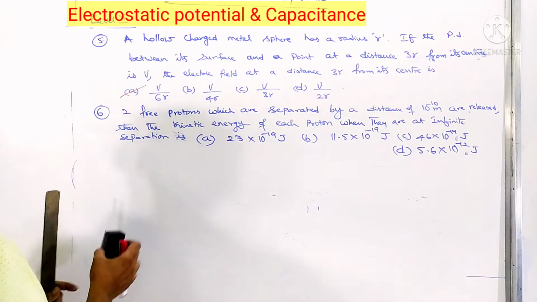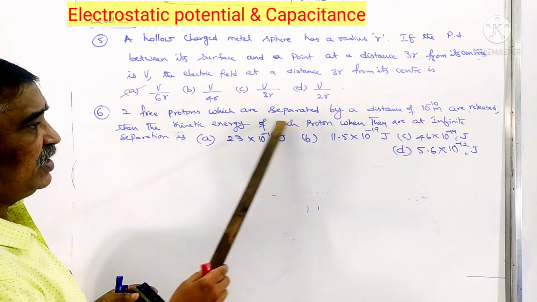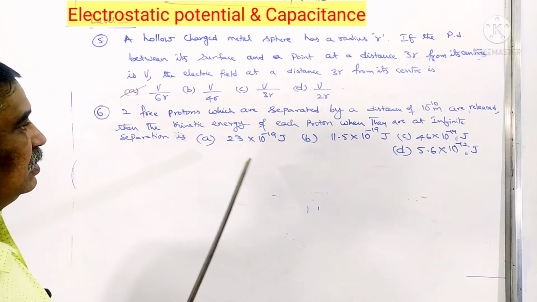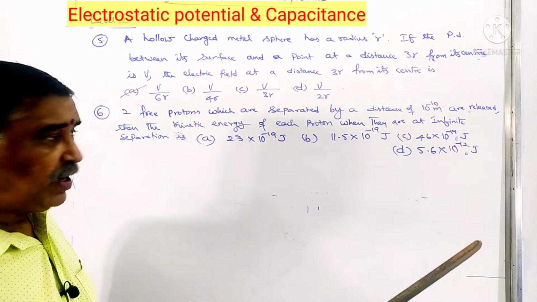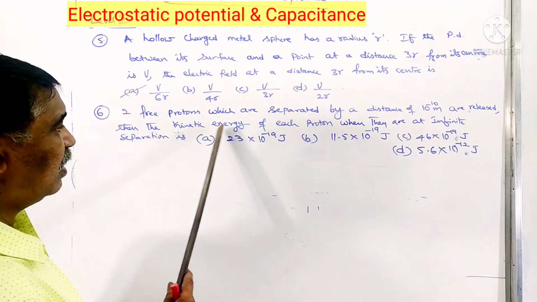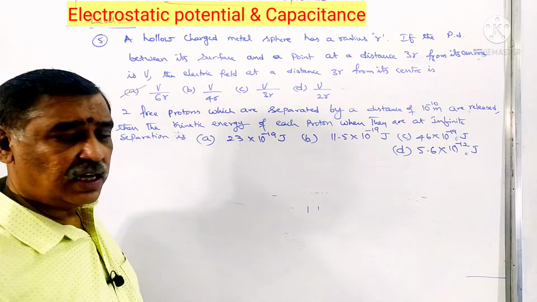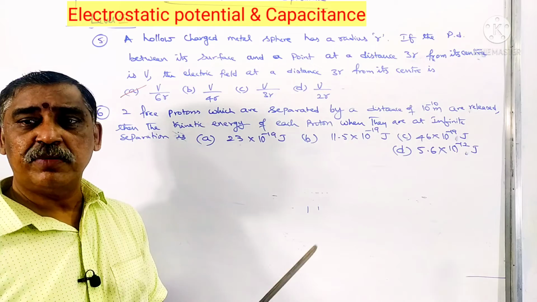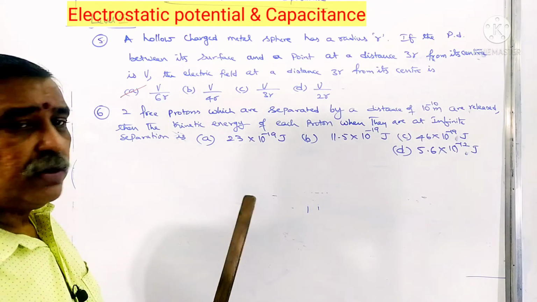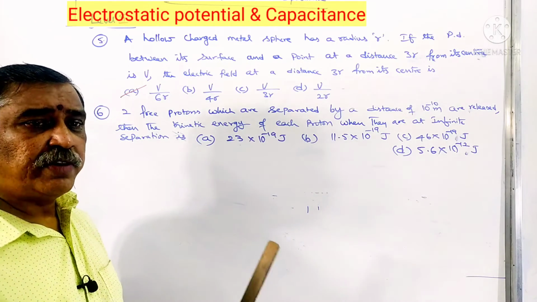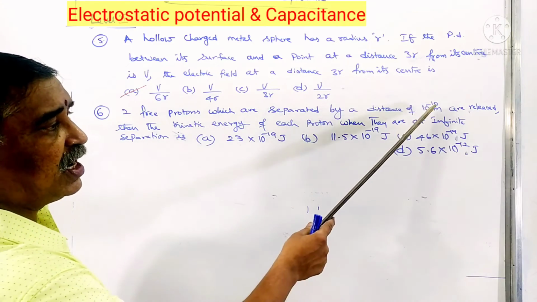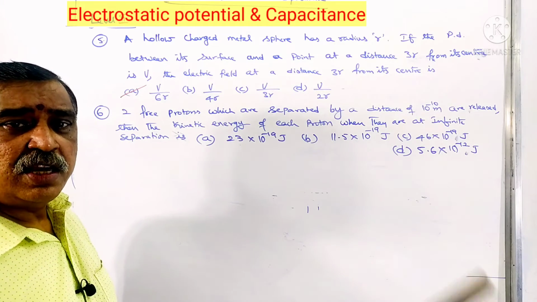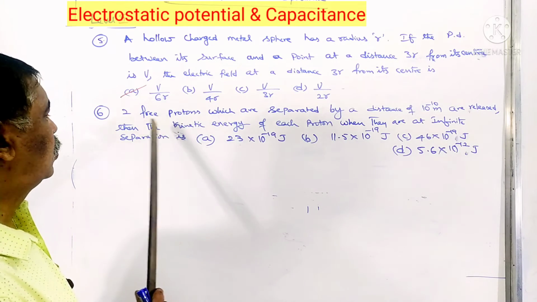In the next question, we are given 3 protons which are separated by a distance of 10 power minus 10 meter. They are released. When they are released, what is the kinetic energy of each proton when they are at infinite distance? Infinite separation means there won't be any potential energy between them. Now you find out the initial potential energy between the 2 protons when they are at a distance of 10 power minus 10 meter. That potential energy will be shared equally between the 2 protons.